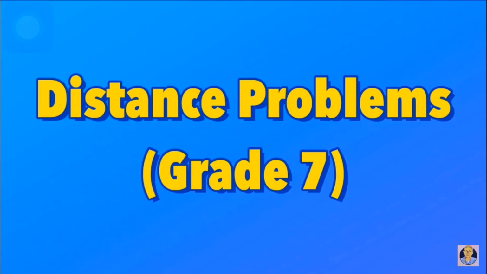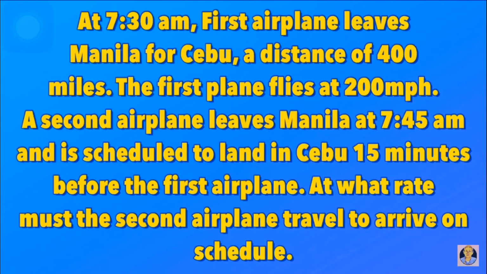Distance problems, part 3, grade 7. Number 5 problem. At 7:30 a.m., first airplane leaves Manila for Cebu, a distance of 400 miles. The first plane flies at 200 miles per hour. A second airplane leaves Manila at 7:45 a.m. and is scheduled to land in Cebu 15 minutes before the first airplane. At what rate must the second airplane travel to arrive on the schedule? So the problem is asking for the rate of the second airplane.